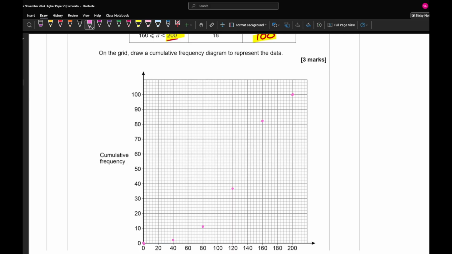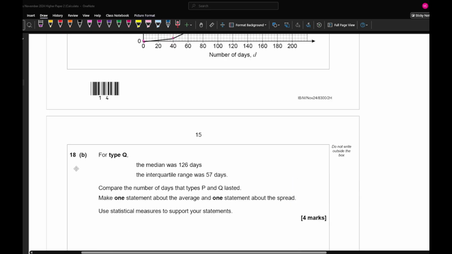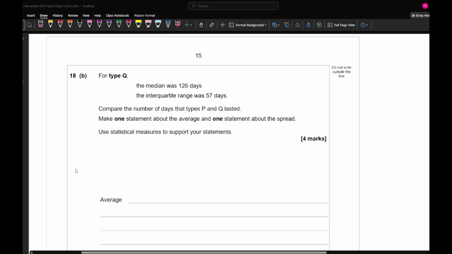Then, because I want a cumulative frequency diagram, I need to join those points up with a nice smooth curve, and should end up with something that looks like this. Then for question 18b, it says for type Q, the median was 126 and the interquartile range was 57. Compare the number of days that types P and Q lasted. Make one statement about the average and one statement about the spread. Use statistical measures to support your statements.